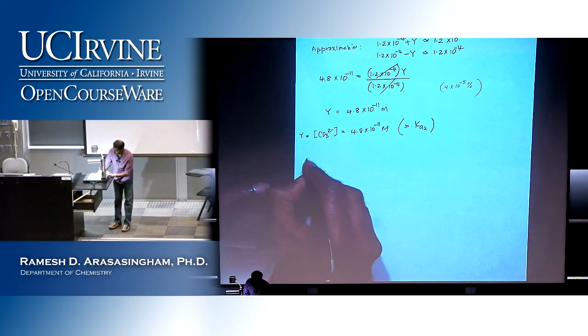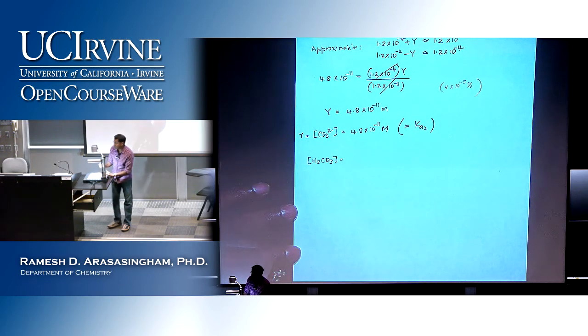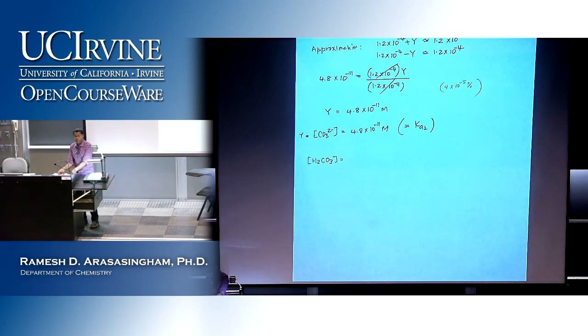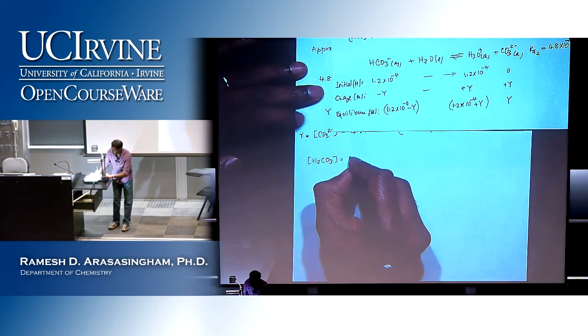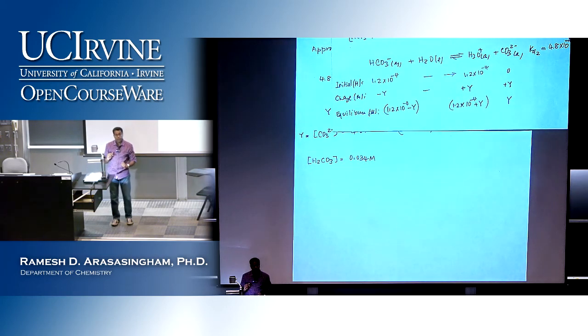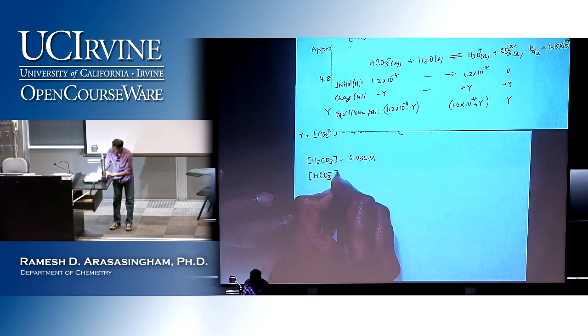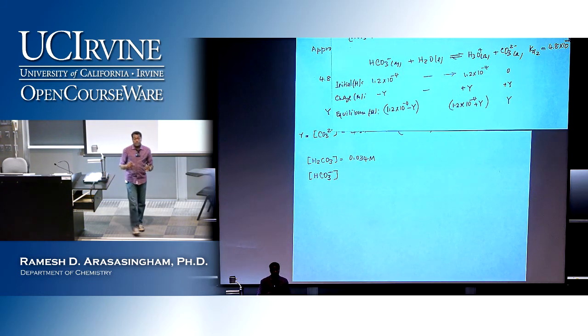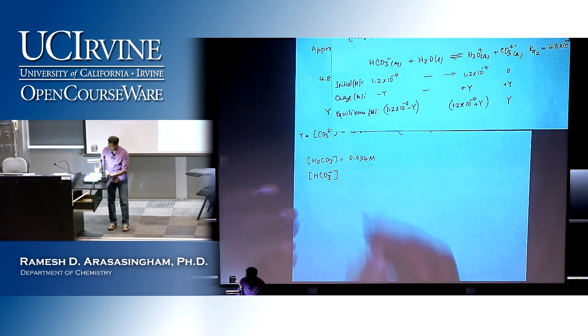All right? So now, in conclusion, let's put all the concentrations together. The H2CO3 concentration, which we already calculated in the first step, is 0.034 molar. Now, the next one is HCO3 minus. The HCO3 minus comes from two steps. It comes from the first step as well as the second step.